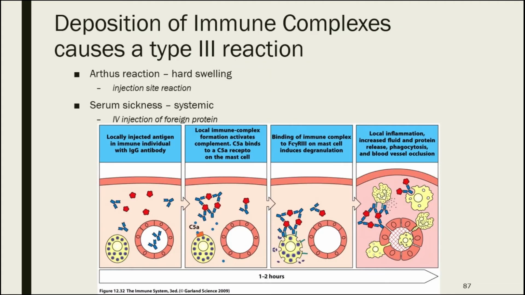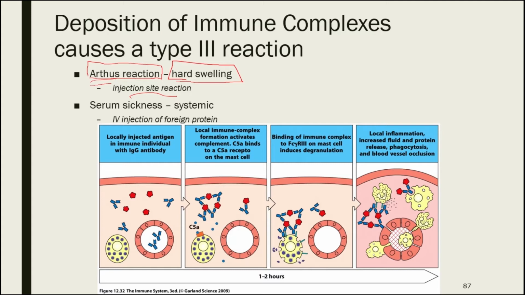And here is an example of type 3 through a local injection of some type of protein. The first term here is the Arthus reaction. This reaction was first described by, I believe, a physician with the last name Arthus. Anyway, this injection reaction leads to a hard swelling. Here is the graphical representation of what's going on.